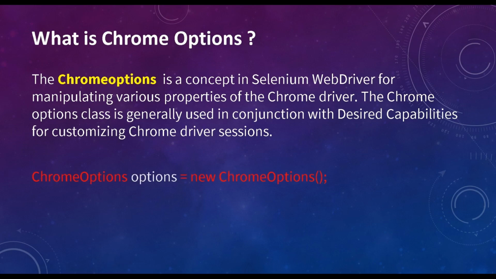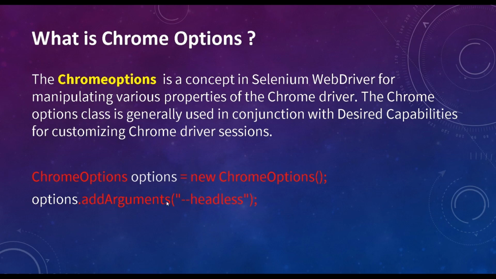And how can you declare this Chrome option? The command is like ChromeOptions. You have to create the object for that, equal to new ChromeOptions, and options.addArgument. So what are the arguments that you need to pass? You have to put it inside double quotes, hyphen hyphen, and you need to pass that argument value. Here you can see I have given hyphen hyphen headless. So it means you are going to open up your browser in a headless mode.